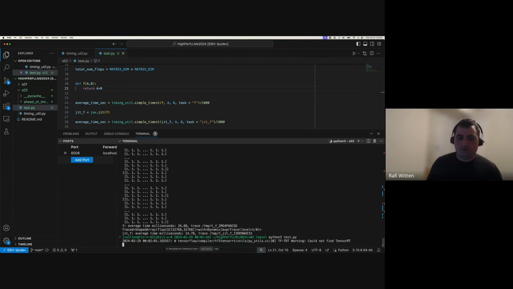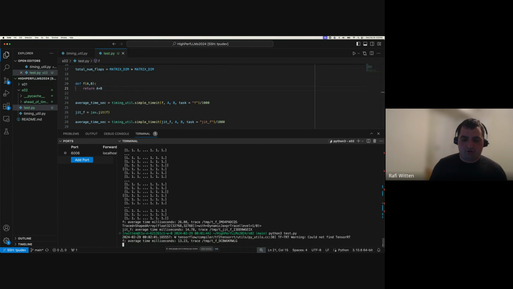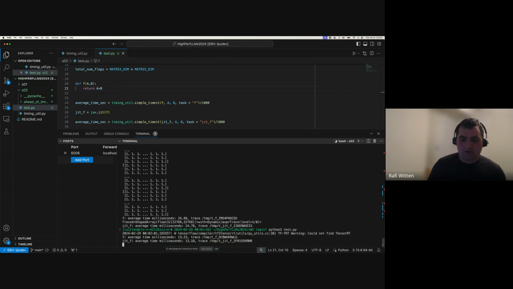Cool. So hopefully what this will show us is that they both get pretty close to the same performance. And in fact, they do, right? They both take just about 13 milliseconds. And the reason for that is what we've already been talking about. There's nothing to fuse. A plus B is the fastest implementation of F. So there's nothing the compiler can do.